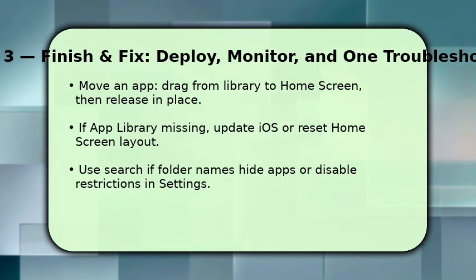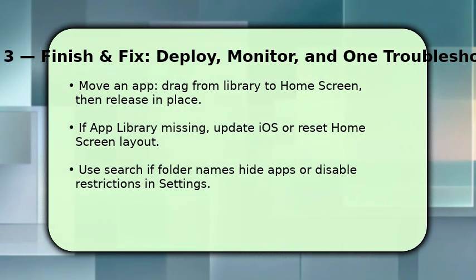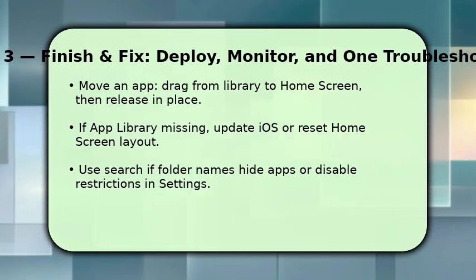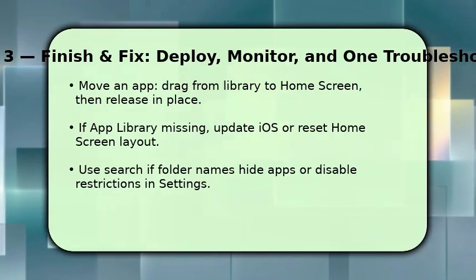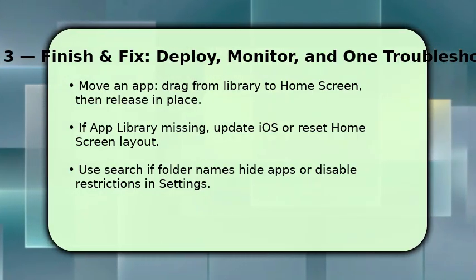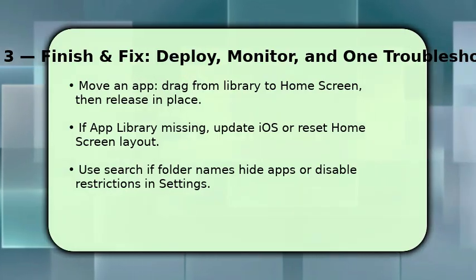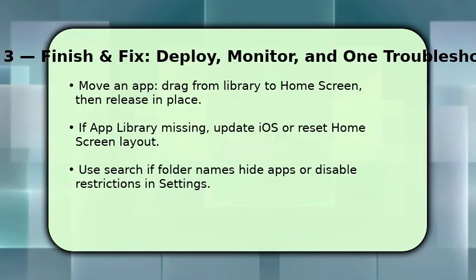If you don't see the app library after swiping, make sure your iOS is updated, and if needed, reset the home screen layout. This restores missing pages. If an app is still hidden, check restrictions or screen time settings. Adjusting those often reveals apps that won't appear.